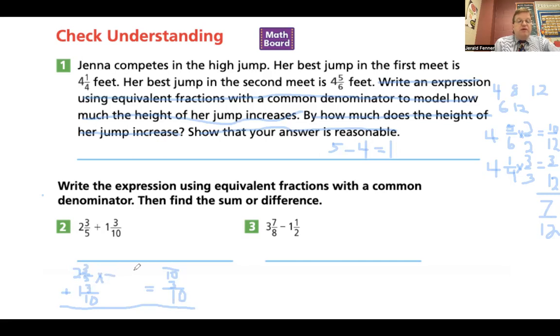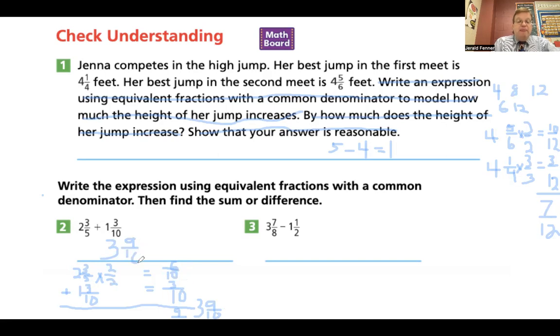This should become familiar by now because we've been doing this a whole bunch. If you've been working on your assignments, you should be able to do this. 5 times what gives me 10? It'd be 2 halves. 3 times 2 is 6. 6/10 plus 3/10 equals 9/10. And then we put the whole number right next to it. 2 plus 1 is 3. So our answer is 3 9/10.